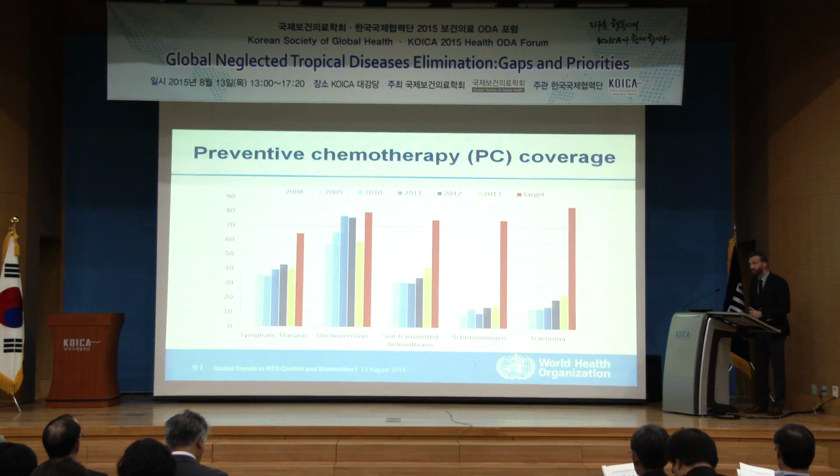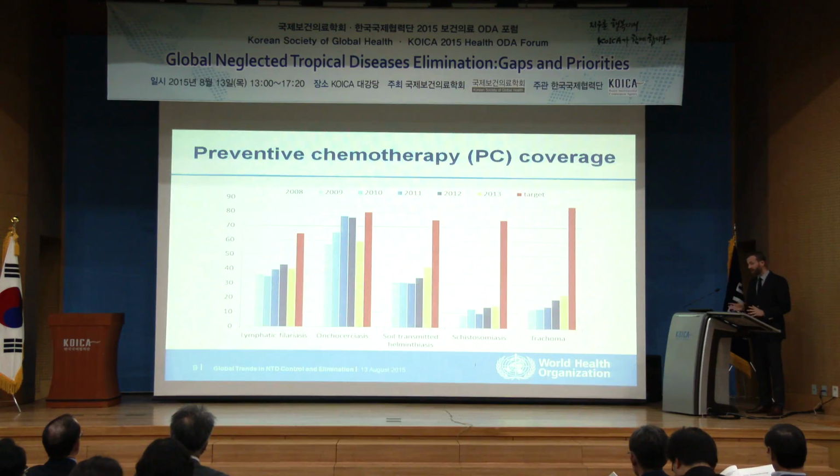Preventive chemotherapy or mass drug administration. There are 5 diseases for which the current strategy is based primarily on preventive chemotherapy. These include lymphatic filariasis, onchocerciasis, soil transmitted helminthiasis, schistosomiasis, and trachoma.